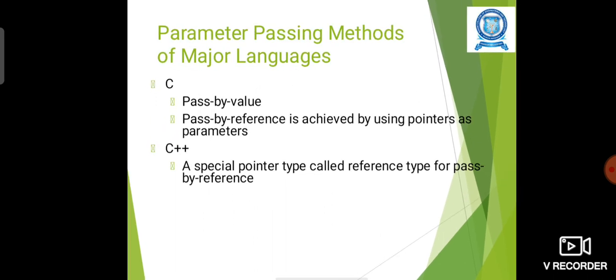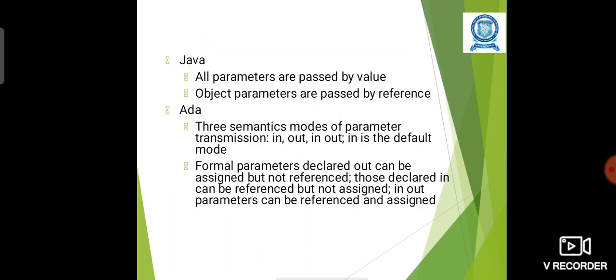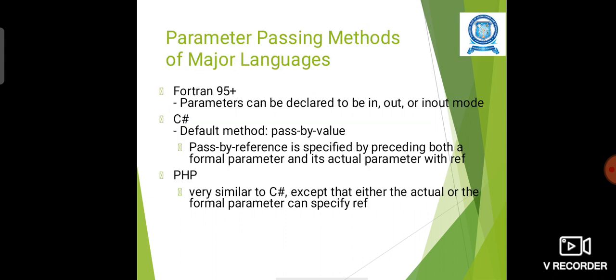Parameter passing methods in languages. In C, pass by value is used. In C++, pass by reference is achieved by using pointers as parameters. C++ also has a special pointer type called a reference type for pass by reference. In Java, all parameters are passed by value. Ada has three semantic modes of parameter transmission: in, out, and in out. In is the default mode.